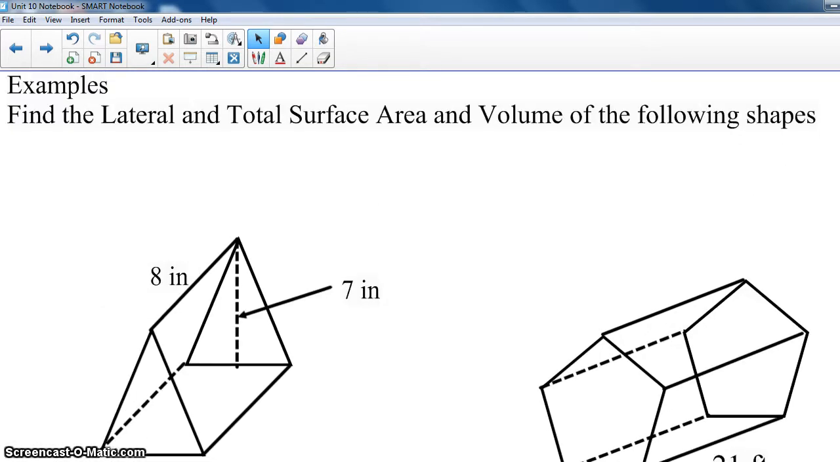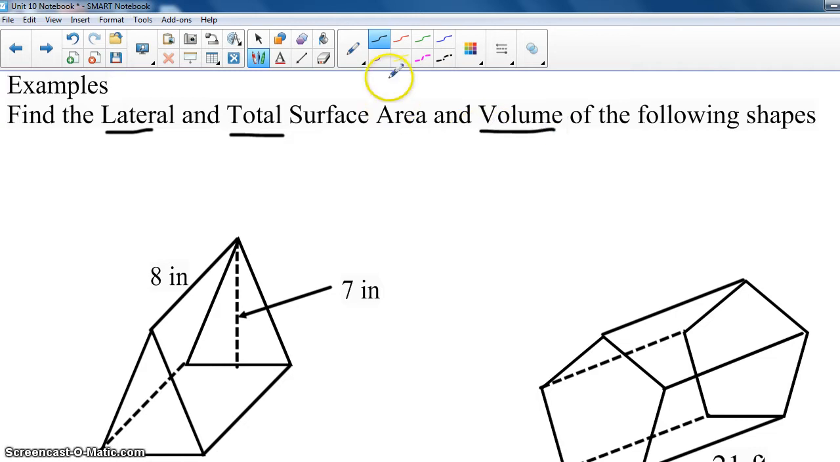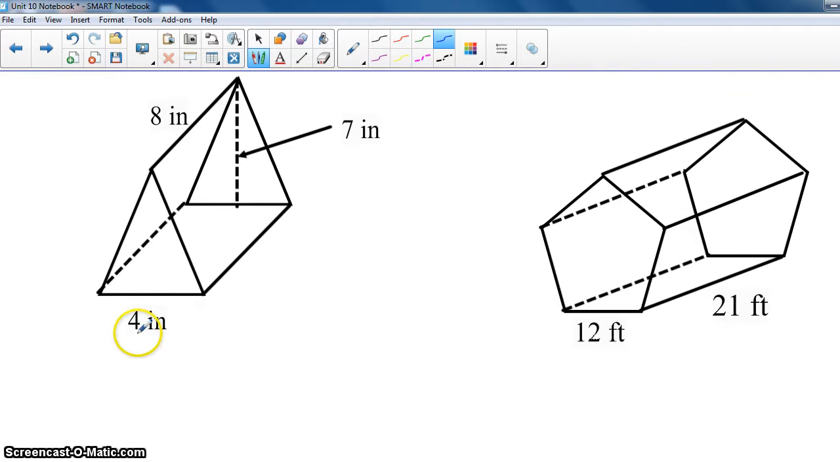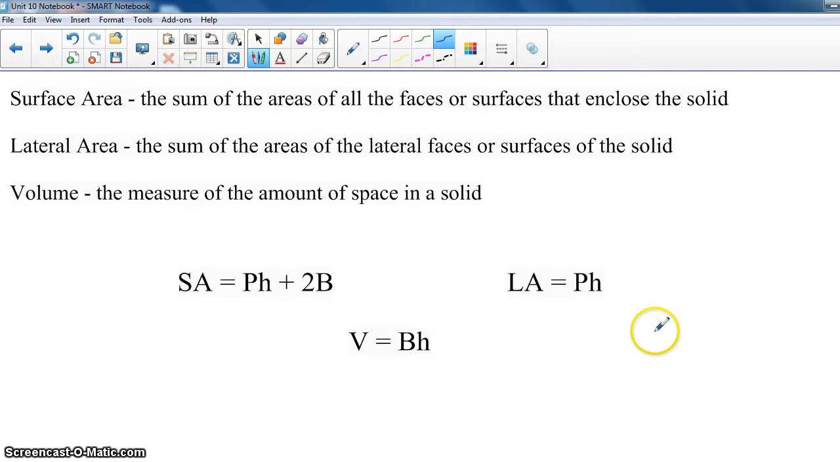Okay, so what the directions say is we want to find the lateral, total, and the volume. Okay, so lateral surface area, total surface area, and volume. All right, so for our first one here, first thing we're going to do is find the lateral surface area. Because if you look at the last slide, the lateral surface area is perimeter times the height. Total surface area includes perimeter times the height. So we're going to find the lateral surface area first and use that to find our total surface area.